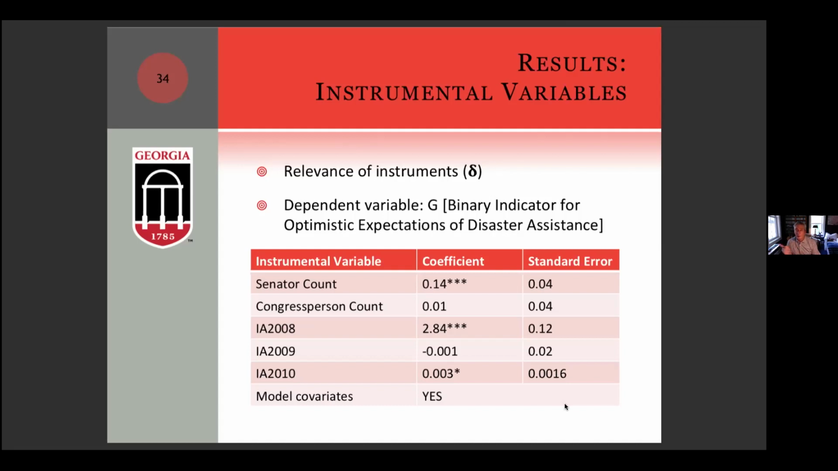Or I'm sorry, the household, not the property. Perfect. I think you can proceed, and we'll take questions as the presentation goes on.